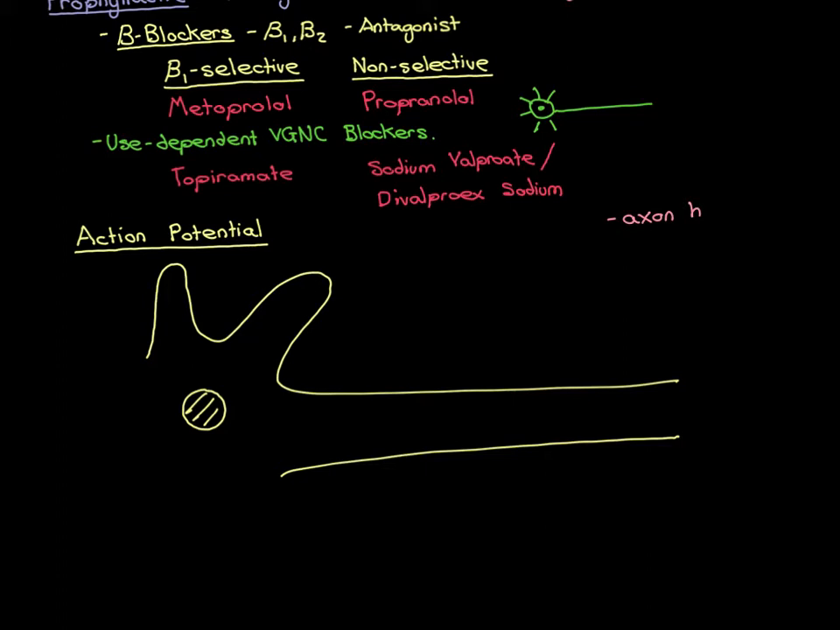So the axon hillock is the junction between the cell body of the neuron and the axon, this junction here, and that's the first place where the action potential is actually going to begin. What is an action potential? An action potential is a propagating disturbance in the electrical potential difference across the cell membrane.